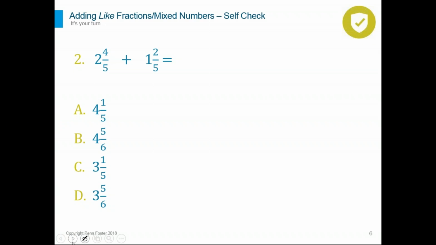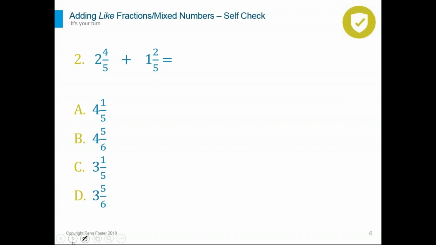This is another question on the same topic. 2 and 4 over 5 plus 1 and 2 over 5. Again, look at the question. What kind of question is that? This is like fractions, or like mixed numbers. So what steps do we have to take to add the two mixed numbers?